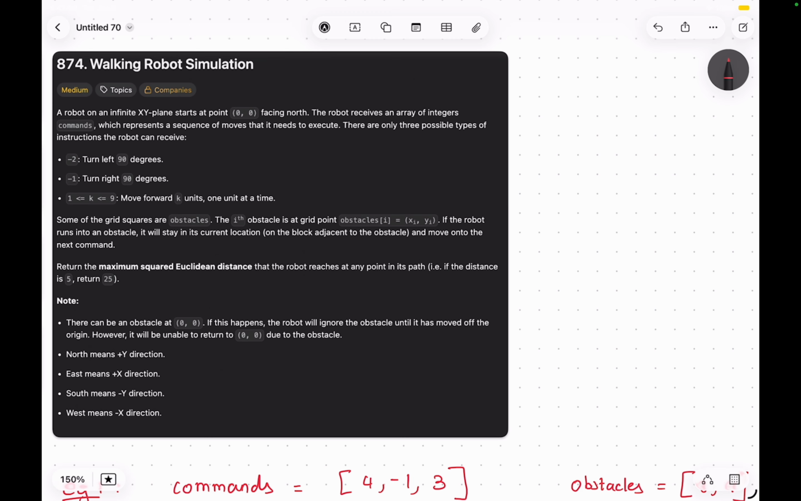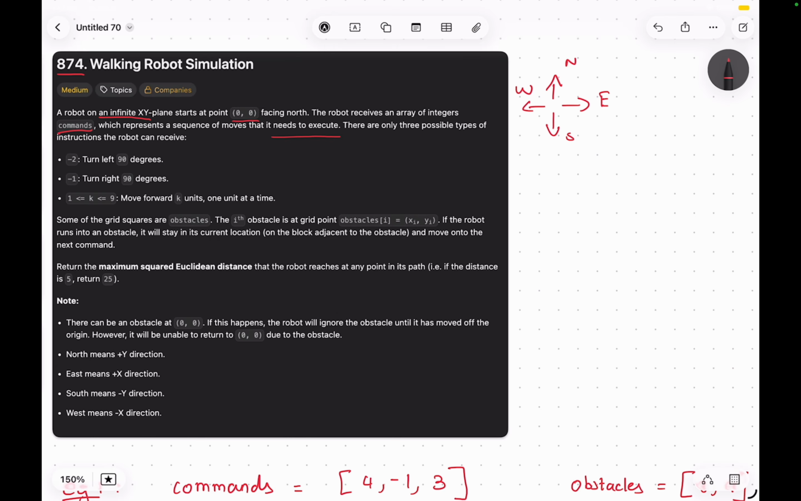Hello all. Today we are solving LeetCode problem number 874, Walking Robot Simulation. We are given a robot on an infinite XY plane starting at position 0 0 facing north. North is this direction, and south will be this, and east and west, right? So the robot receives an array of integers named commands, which represents the sequence of moves that is needed to execute the walking of the robot.